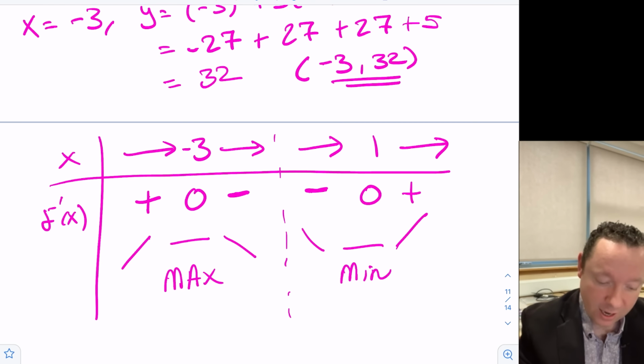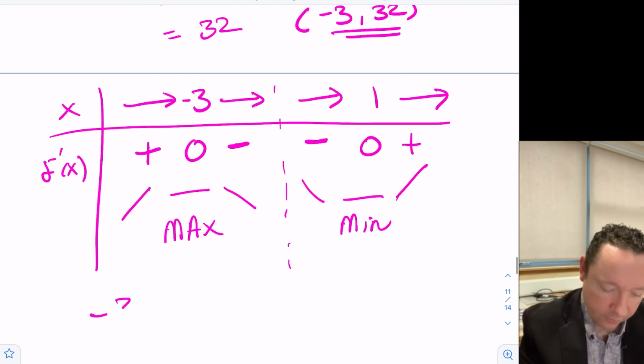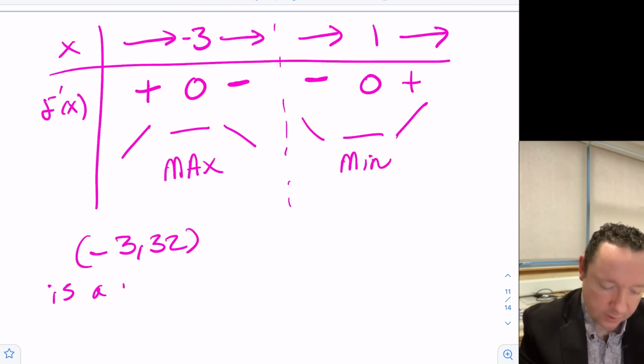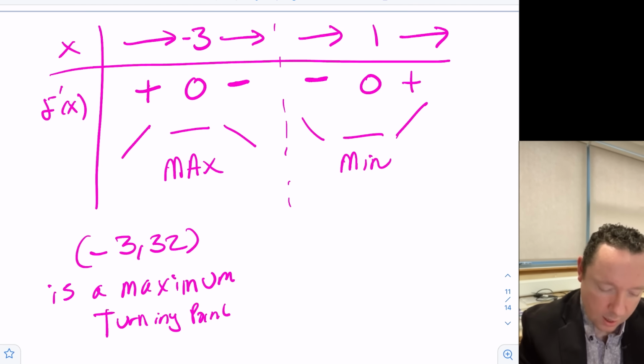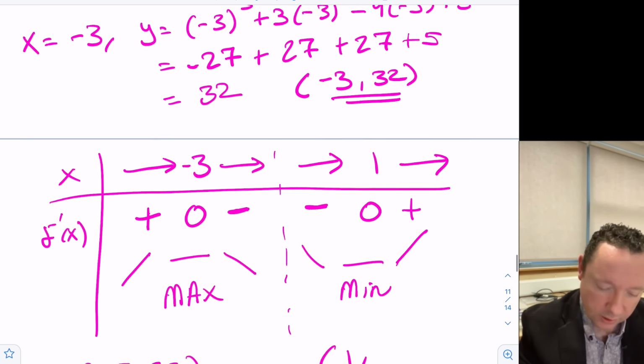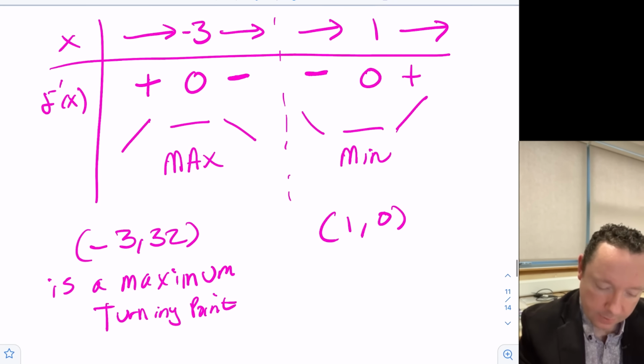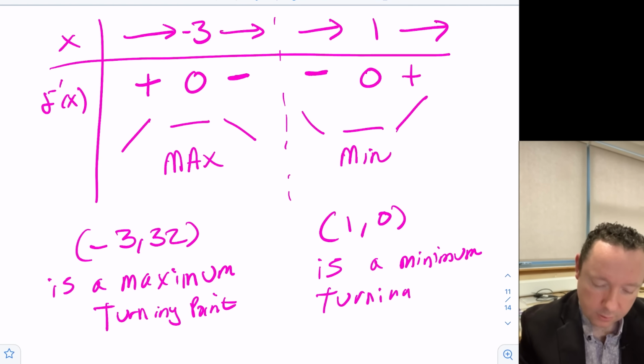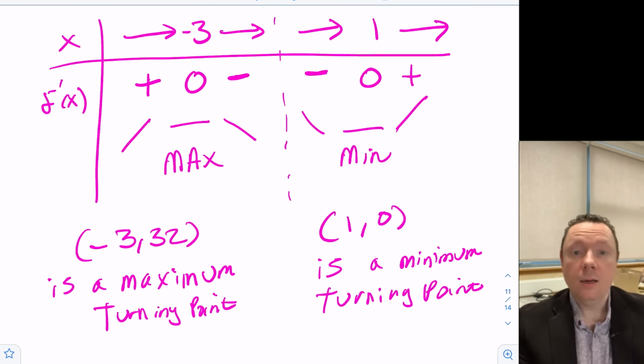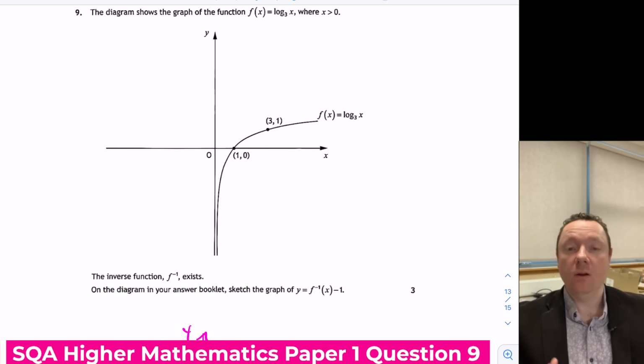So we need to state that. So minus 3, 32 is a maximum turning point. And 1, 0 was it? 1, 0 is a minimum turning point. And we're done there.